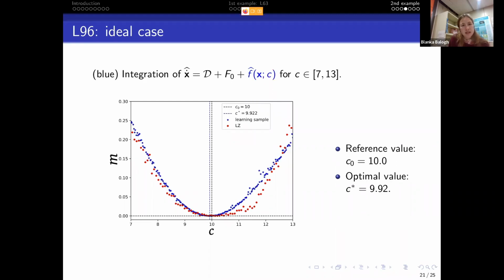If we do the same thing on orbits generated by integration of the Lorenz 96 equation, where the coupling term has been replaced by the neural network, we find that the optimal value c star is 9.92. So once again, we are very close to the reference value, and we can say that we have recovered the reference value during the optimization process.